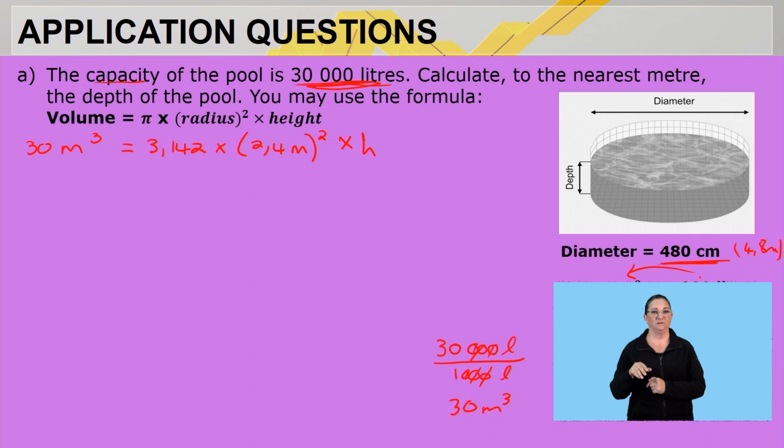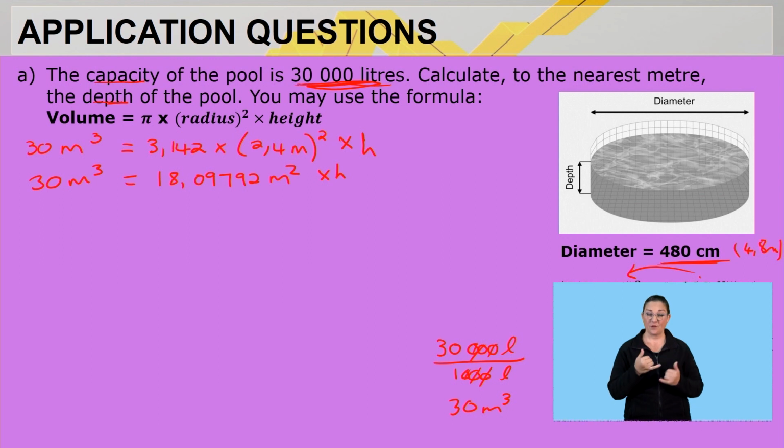Now it says, calculate the depth of the swimming pool. Okay, so therefore I'll keep my 30 cubic meters here. First going to simplify on the right hand side. So I'll say 3.142 multiplied by 2.4 and I square that value. So this will give me 18,09792 meters squared multiplied by my height.